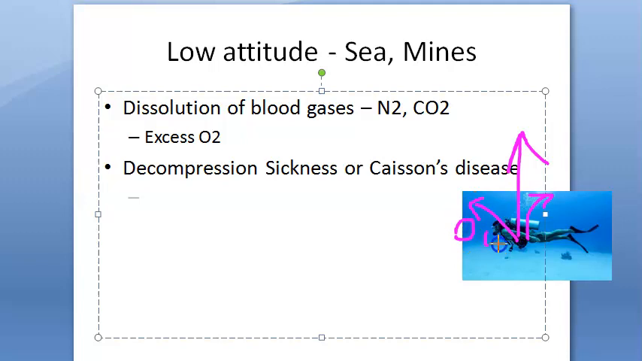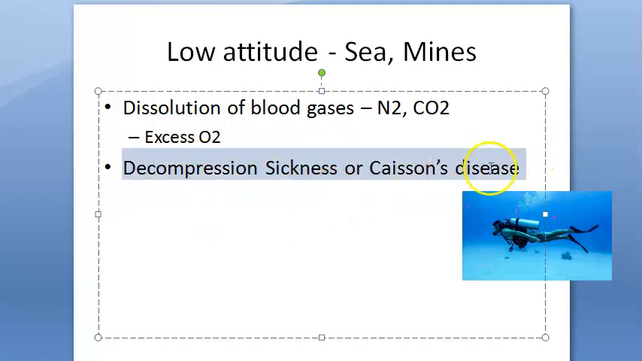The bubbles are going to come out of the blood, and they will cause bubbles in the tissue and blood. There are some specific words here: Bends. Let us look at the clinical features of this.